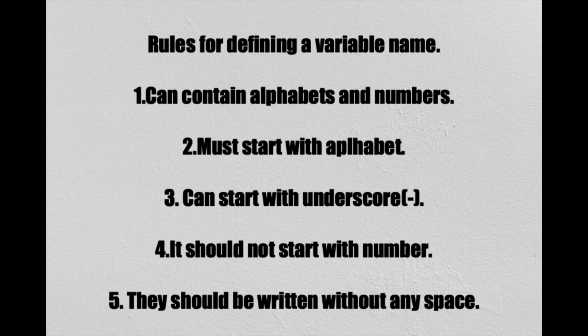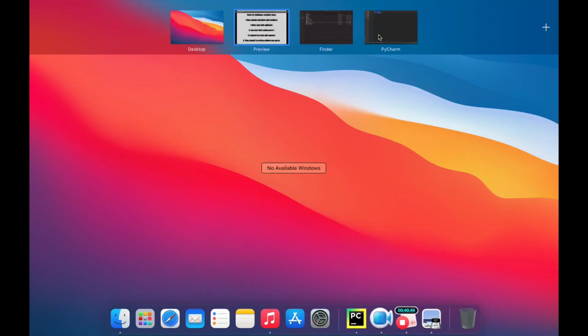Now we will see a few rules for defining a variable name. First rule is a variable can contain alphabets and numbers. A variable name can be anything from A to Z and 0 to 9. We can use either alphabets or numbers, and both together. And the second rule is, a variable name must start with an alphabet.